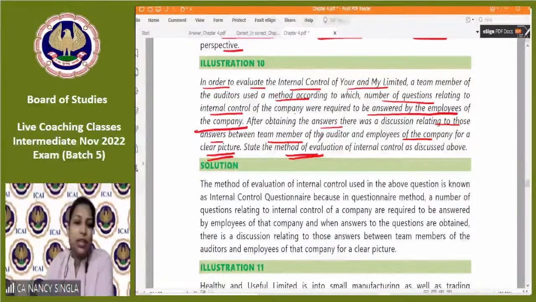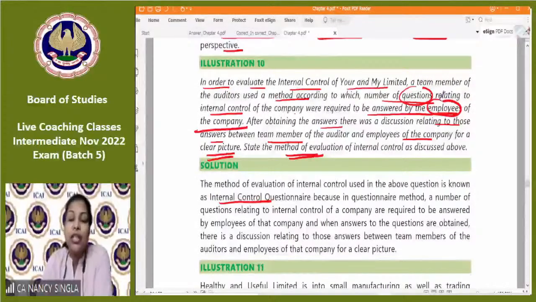Rajan S, please check your answer. This is an internal control questionnaire, because it is mentioned that a number of questions are there which are to be answered by the employees. If it had been mentioned that the questions are to be filled in by whom? By the auditing staff, so it would have been what? Your checklist.